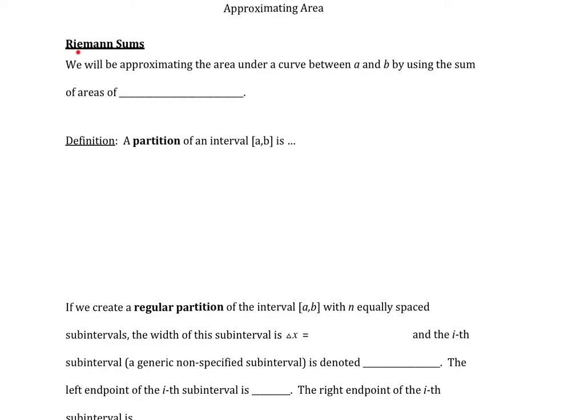Let's talk about Riemann sums. Now remember, we're trying to approximate the area under the curve between A and B. And what we want to do is use the sum of the areas of rectangles to do that, okay? So in order to do this, we first want to define something called a partition.